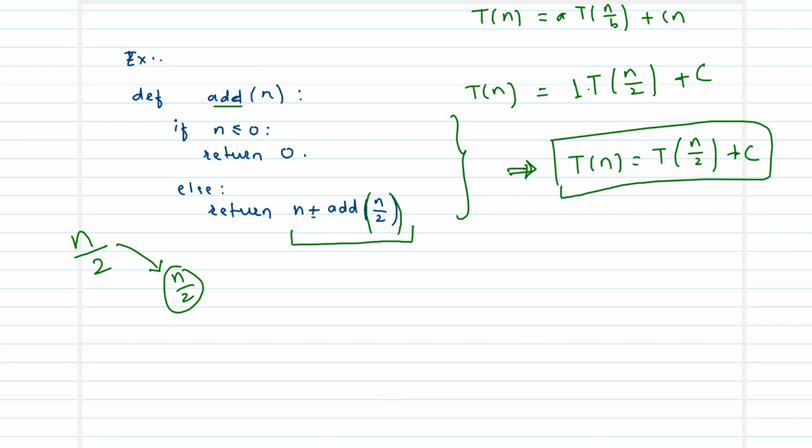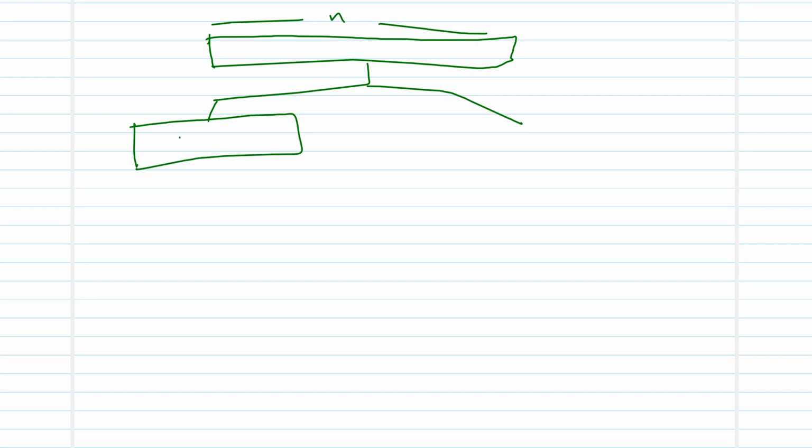I will take one more example for divide and conquer. Let's say I have an array of size n. Now what does divide and conquer do? The array size is n, and it will divide this array into two equal sizes. So this array is of size n by 2, and this array is of size n by 2.